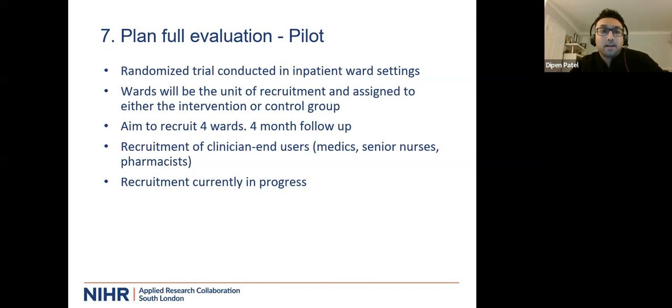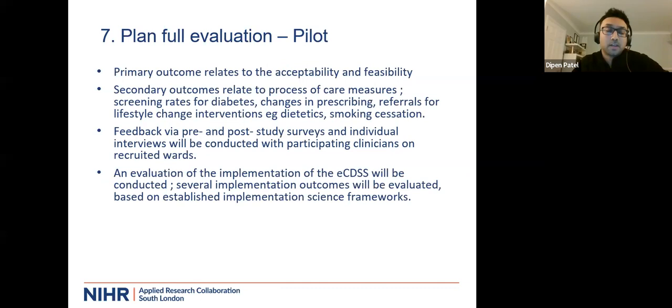Next slide. So in terms of the pilot, the primary outcomes will be relating to, at this stage, acceptability and feasibility to clinicians. We'll be looking at secondary outcomes, including the impact on process of care. So does this system improve screening rates for diabetes?